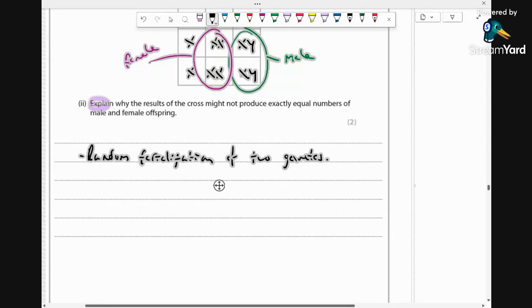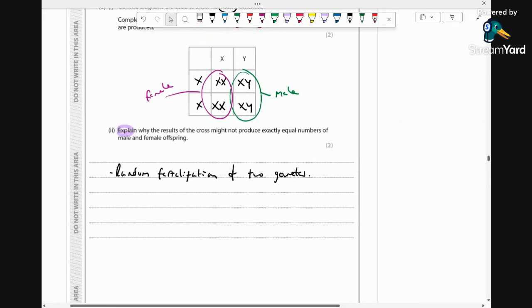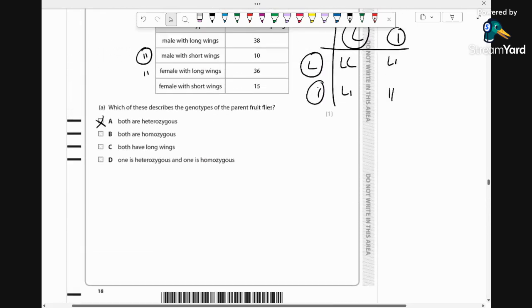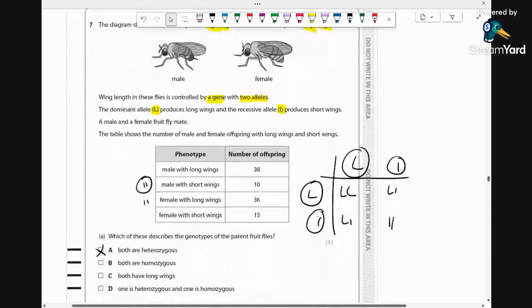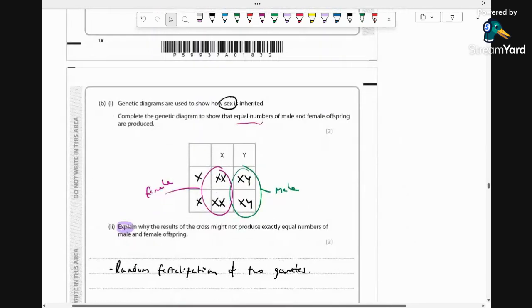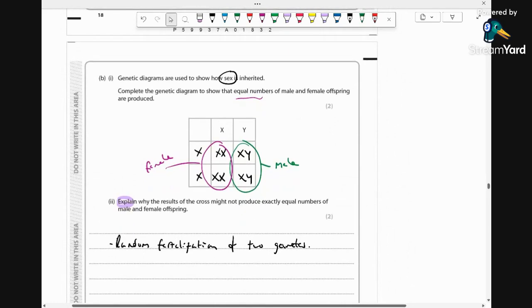I don't know where the second mark's going to come from here. And do they do crossing over? I'm assuming they probably. Well, actually, crossing over won't matter.